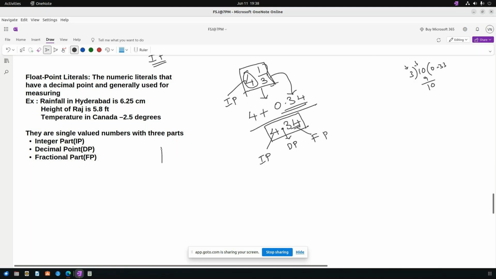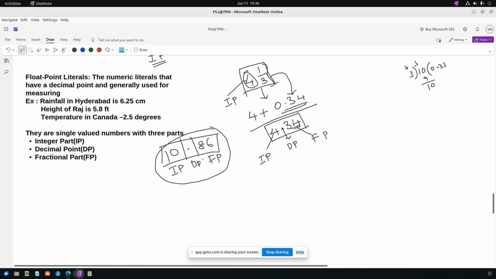Okay. So simply if I am just keeping some number, something like 10.86. What is 10? 10 is integer. What is this dot? This is decimal point. And what is this 86? 86 or you can say 0.86. This is nothing but the fractional part. But on the whole, it is a single number only.